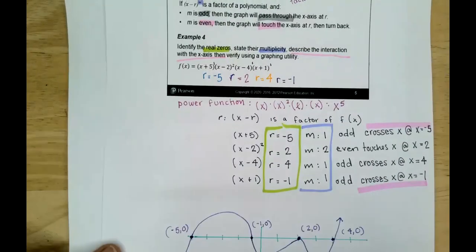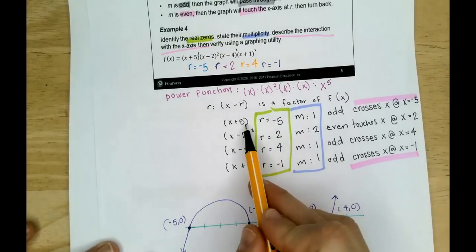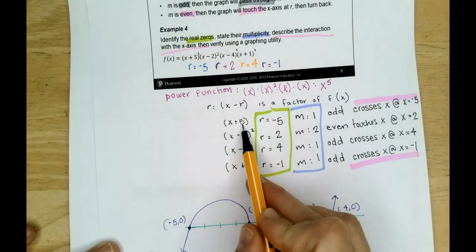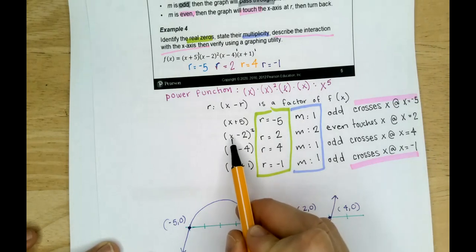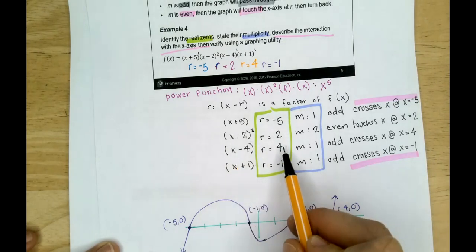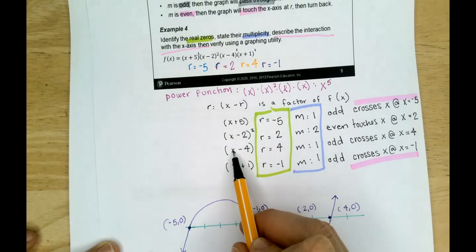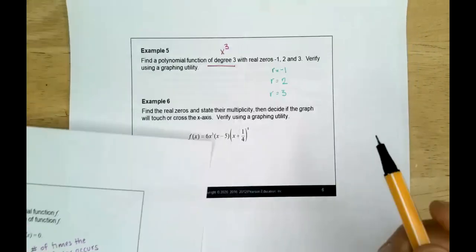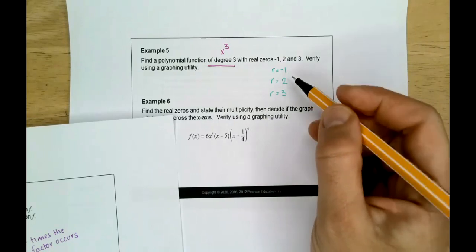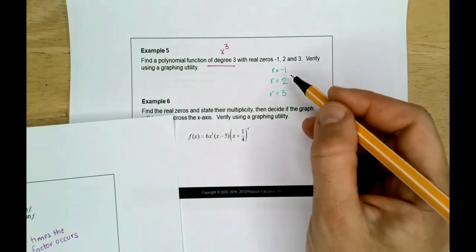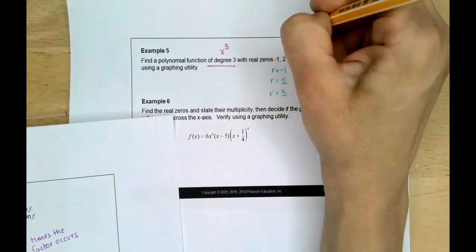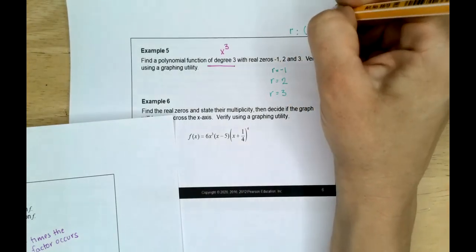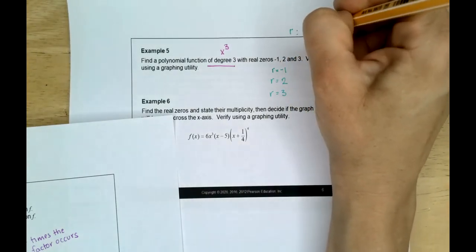So if my real zero is -5, that's going to turn my factor into x plus 5. If my real zero is 2, it's going to turn my factor into x minus 2. If my real zero is 4, it's going to turn my factor into x minus 4. If my real zero is -1, it's going to turn my factor into x plus 1. So let's convert our r's into factors, right? Because the rule is, once we have found r, we can say that the factor is x minus r.